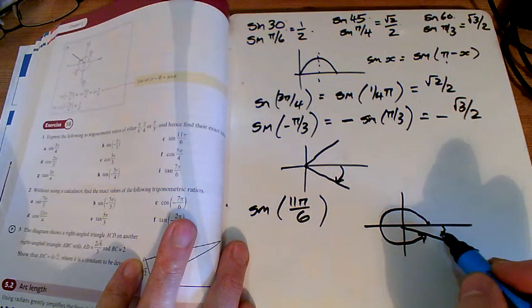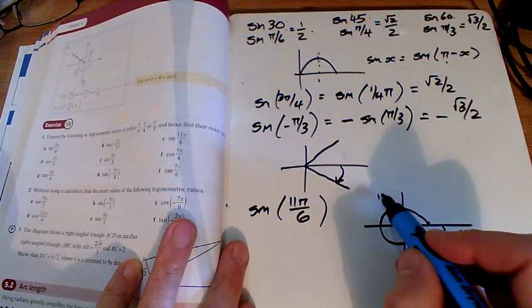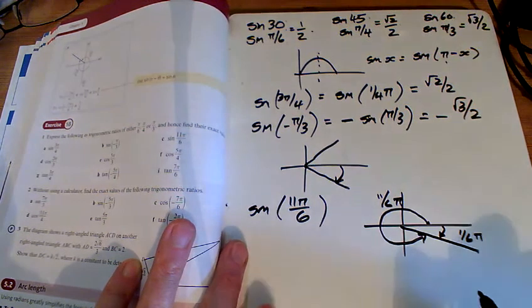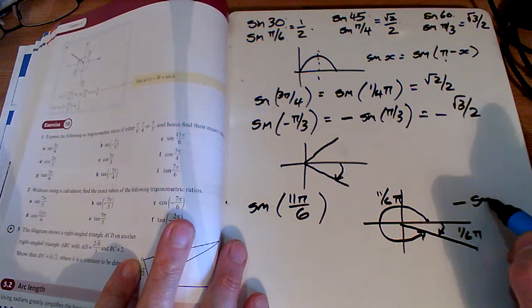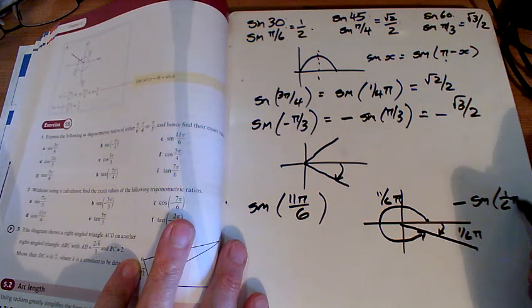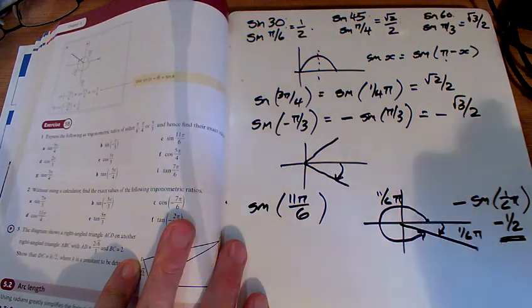In fact, you've got just a tiny little bit left to go of 1/6 pi there, because that's 11/6 pi all the way around. So this is negative, and it's the negative of the sine of 1/6 pi, and the sine of 1/6 pi is a half. So this is minus a half.